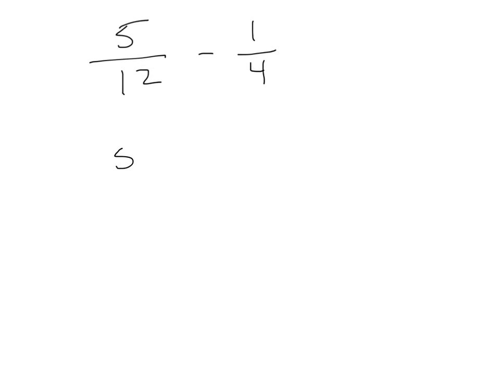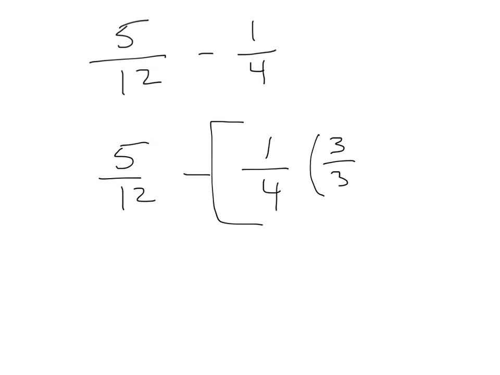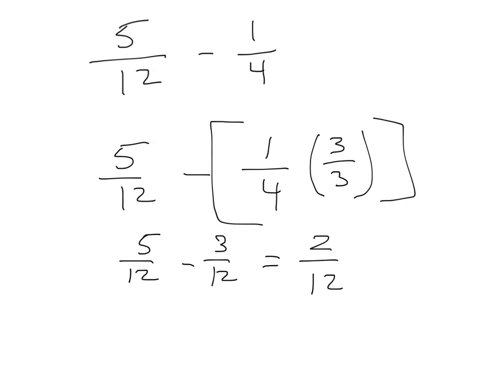So we still have 5 over 12, and now we want to get this 1/4 in terms of 12 as a denominator. To do that, we're just going to multiply it by 3 over 3, which is, of course, 1. So that changes the 1/4 into 3 over 12. So now we can do 5 over 12 minus 3 over 12 and get 2 over 12, which we can also reduce to 1 over 6.